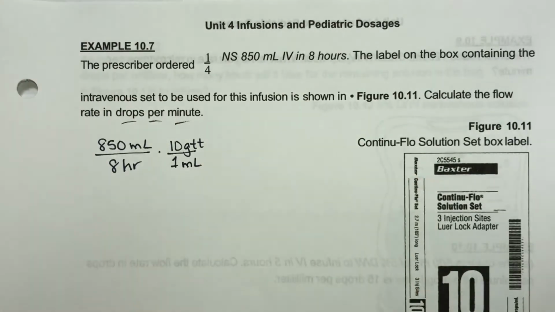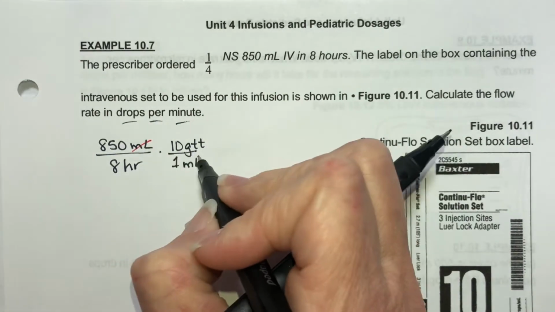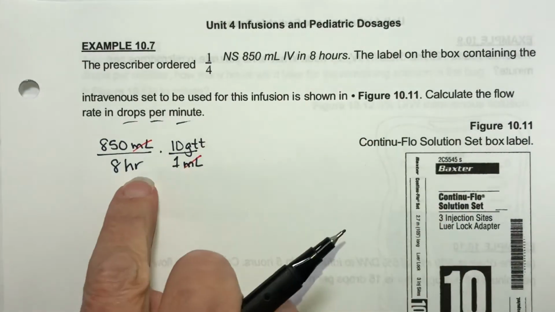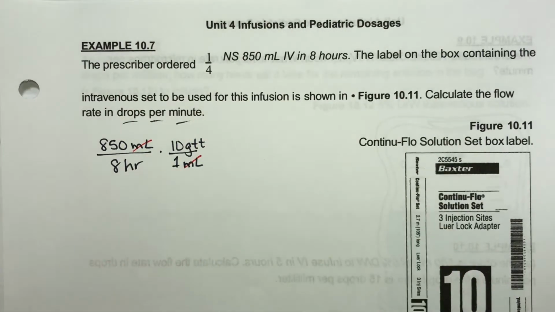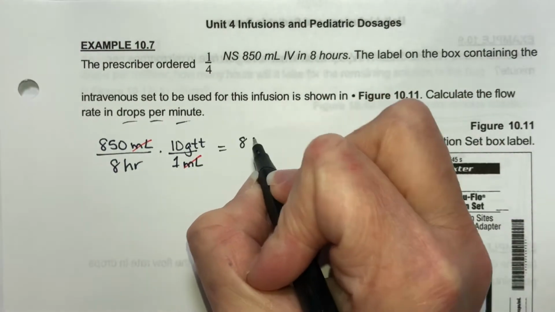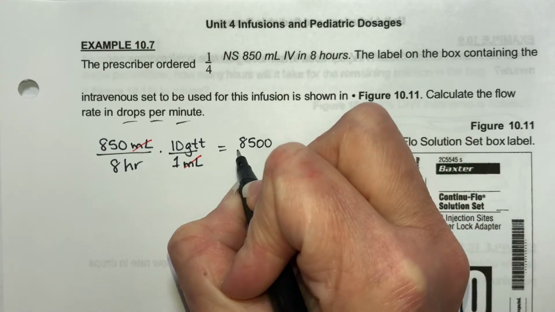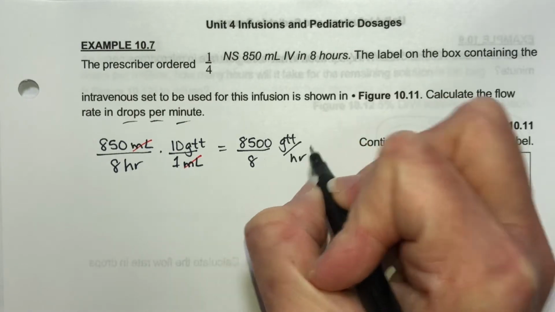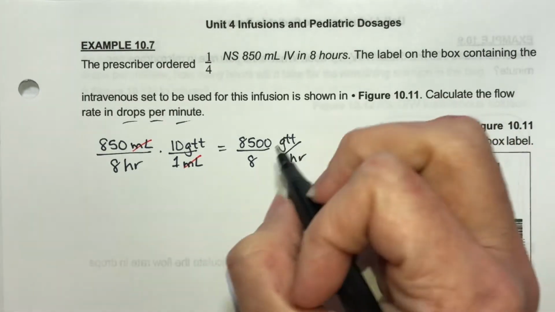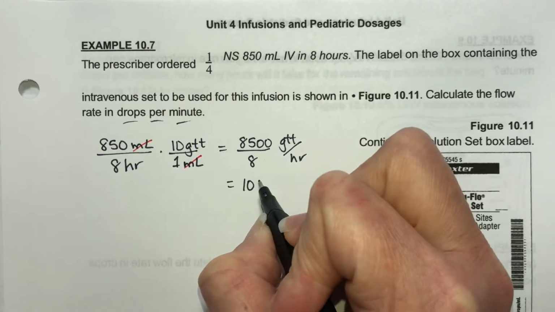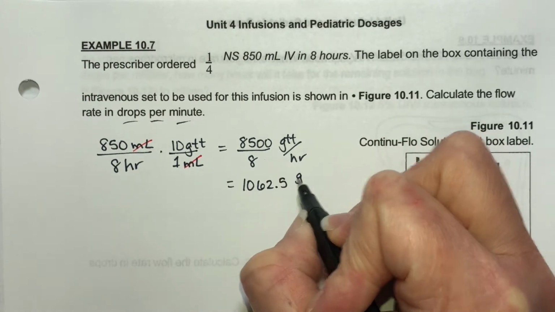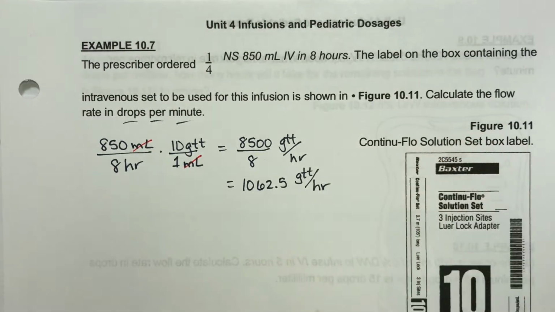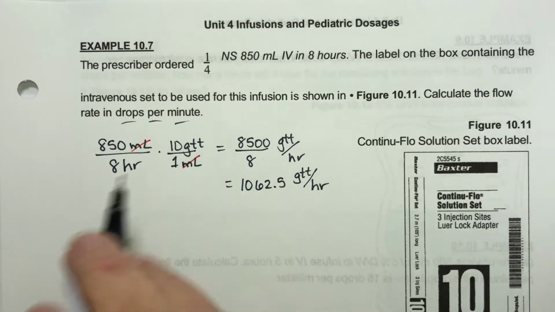Okay, so in this case, my milliliters cancel out. I'm now in drops per hour. I still want drops per minute. So go ahead and multiply across the top. 850 times 10 is 8,500 over 8 hours. And let's do that. Divide it by 8. And you get 1,062.5 drops per hour. Now we just need to convert this into drops per minute.